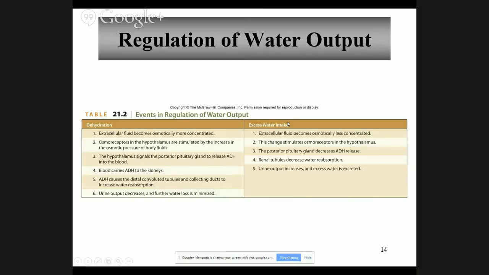When you have excess water intake, the extracellular fluid becomes less concentrated. That change stimulates the osmoreceptors in the hypothalamus, which tells the posterior pituitary gland to decrease the release of ADH, and your renal tubules then decrease water reabsorption, and your urine output increases, and the excess water is excreted.